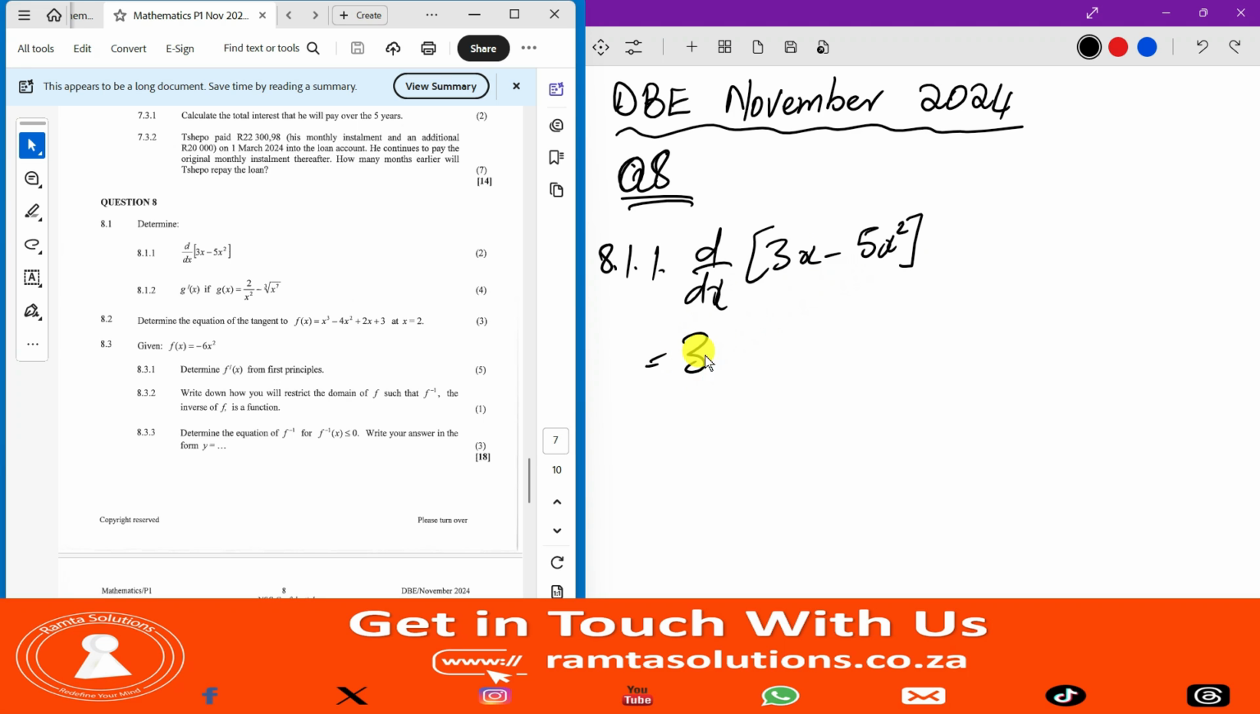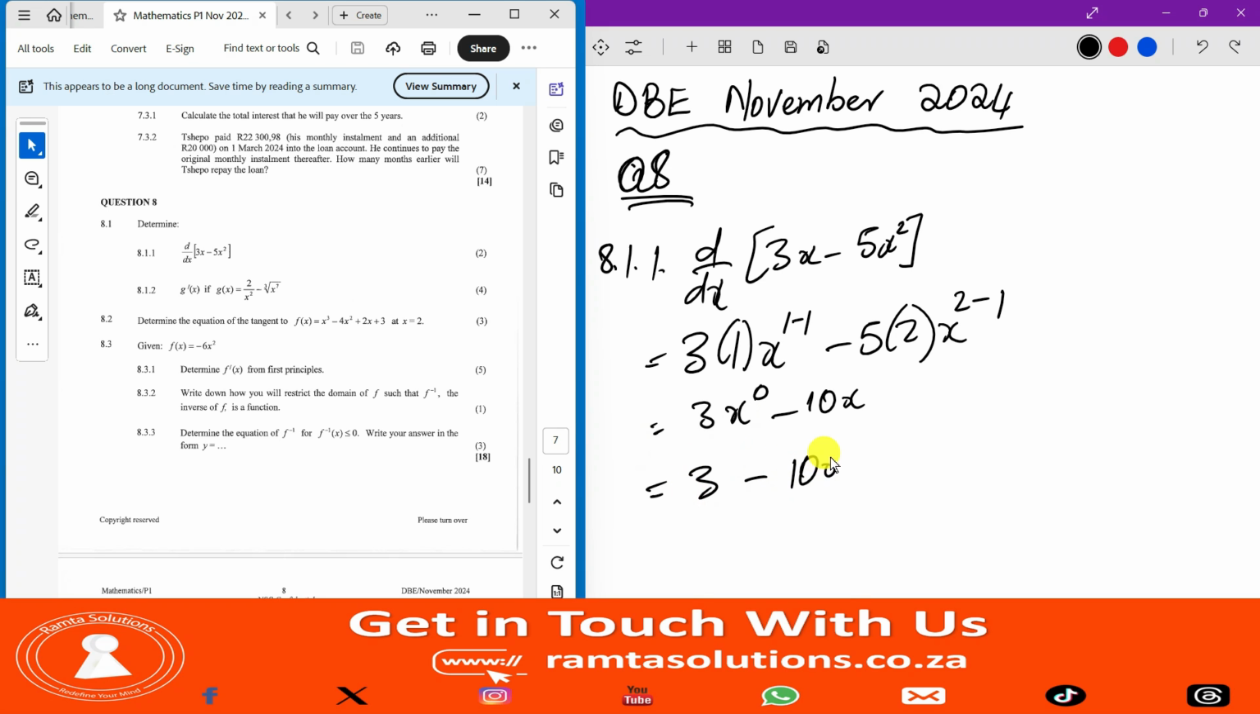This becomes 3, the power here is 1, 3 times 1, x to the power 1 minus 1. This is 5, we drop the power, which multiplies 5 by 2, and then it'll be x to the power 2 minus 1. Then what is this? 3 times 1 is 3, 1 minus 1 is 0, 5 times 2 is 10, so this is minus 10x, 2 minus 1 is 1. Anything to the power 0 is 1, so x to the 0 is 1. So we are left with 3 minus 10x.